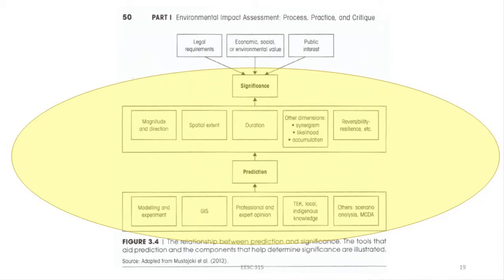Accumulation, so do things get worse? Do they build up? And then reversibility and resilience. Is this something that will have an effect on the environment, but then can be reclaimed or recovered at the end of the project, or is this something that is going to permanently adversely affect species? For example, is there a rare species or an endangered species that we're going to permanently adversely affect? So all of this leads into the significance of the project.